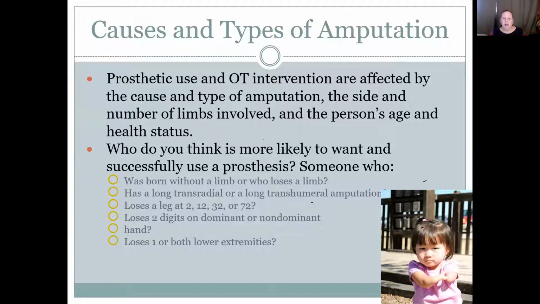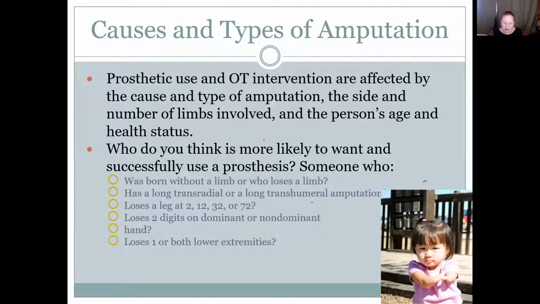People born without a limb are used to not having a limb. People who lose a limb tend to want to try a prosthesis. Someone who has a long transradial or a long transhumeral amputation, okay, so that's the location, and we'll go over those. Someone who loses a leg at 2, 12, 32, or 72 inches. Someone who loses 2 digits on dominant or non-dominant hand. I think people would want one definitely on their dominant hand. And then someone who loses 1 or both lower extremities.